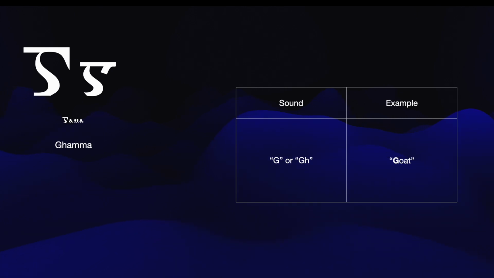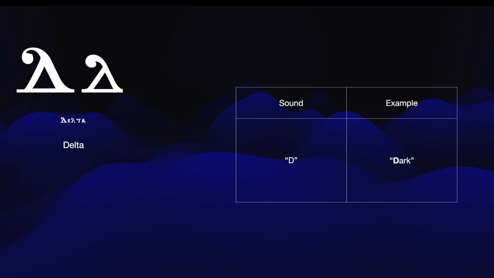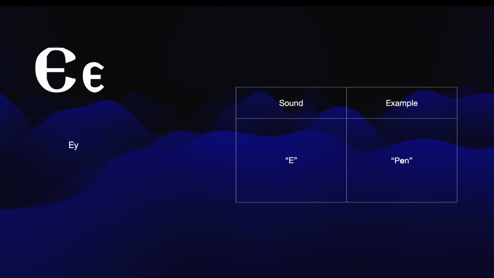Gamma makes a G or a GH sound. It's a really soft kind of G. There's no equivalent that I can think of in English, but goat, hard G, is one of the sounds that it makes. Delta is just like a D sound, like in dark.